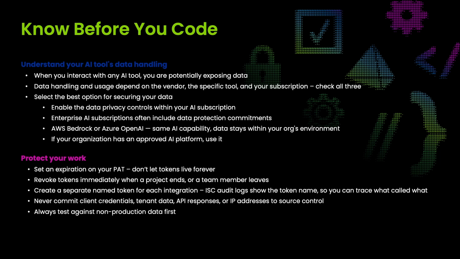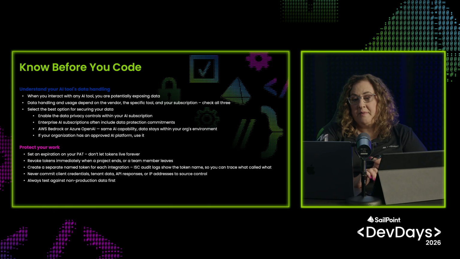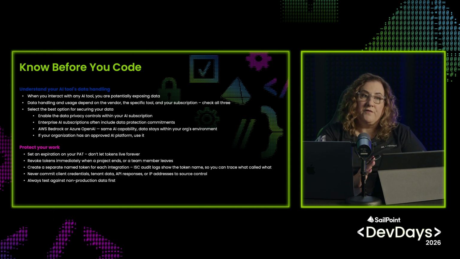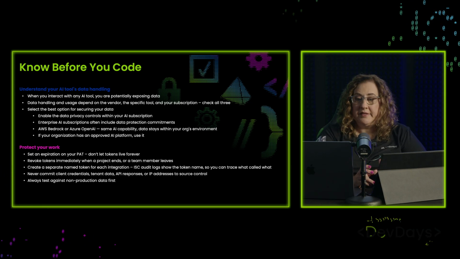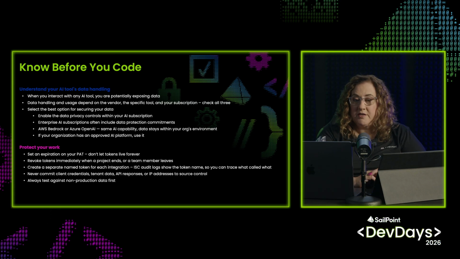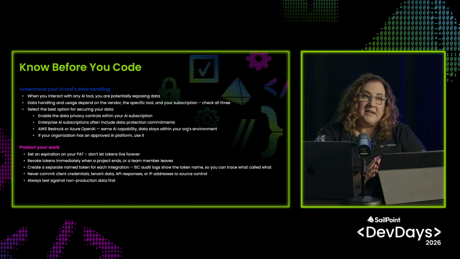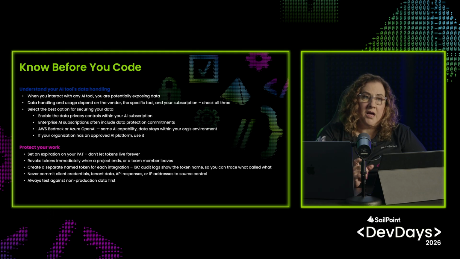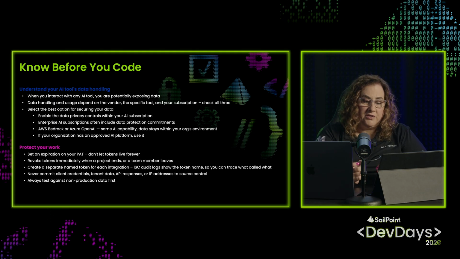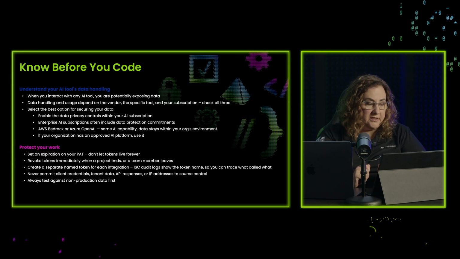Now, some protections that we should just keep in mind as we're starting this kind of development. We already talked about setting an expiration on your personal access token. Don't let tokens live forever if they don't need to. Revoke any tokens that are unnecessary when a project ends or if a team member leaves. We don't want to have lingering access to our tenants out there. It's a best practice to create a separate named token for each integration. ISC will show you in the events the name of the token that was used so you can trace which interaction called it.